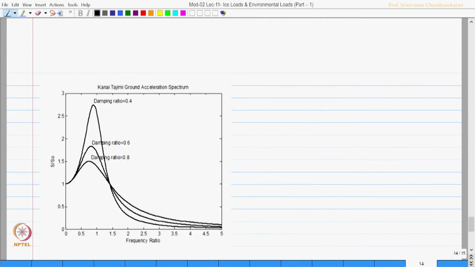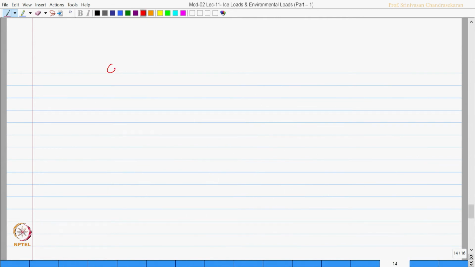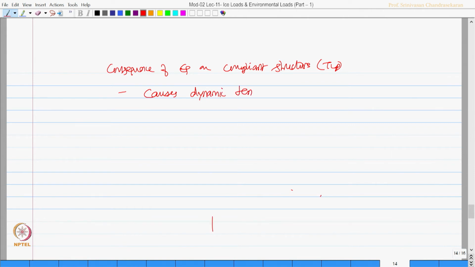What would be the consequence of this? The consequence of this on, let us say, compliant structures like TLP could be, it results in dynamic tension variation in T0, and this variation can be as high as 65% causing pull out.